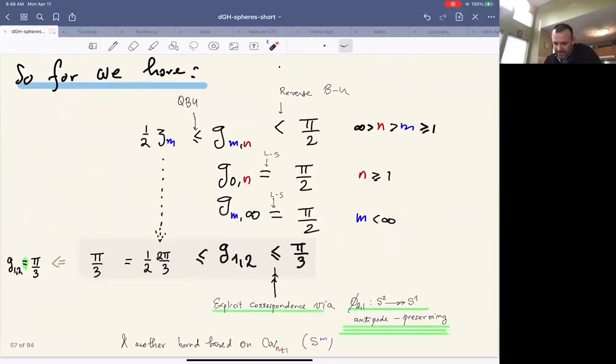Okay, so this is a summary of what we have so far. By the reverse Borsuk-Ulam, we obtain the strict upper bound pi by 2 for every entry corresponding to finite indices m and n. By the quantitative Borsuk-Ulam, we have this lower bound for GMN by 1/2 zeta m, the edge length of a regular simplex inscribed in Sm. And we also had these two entries, and in particular, we were able to prove, via the construction of an explicit surjection between S1 and S2, that for the case of 1, 2, the exact value is pi by 3.